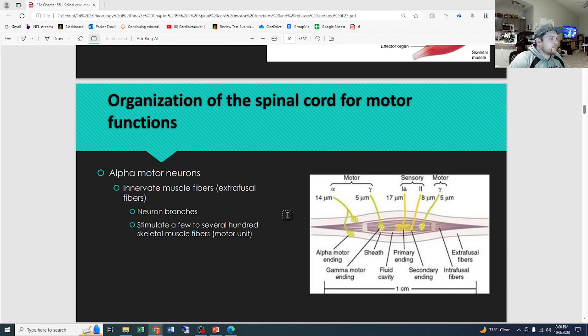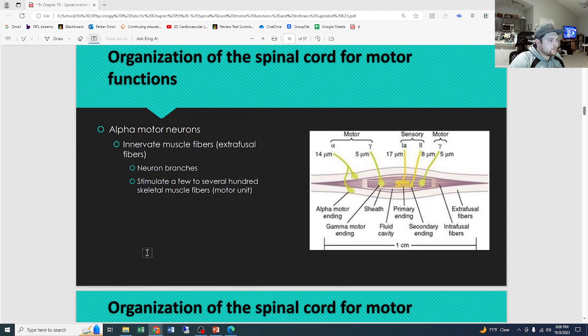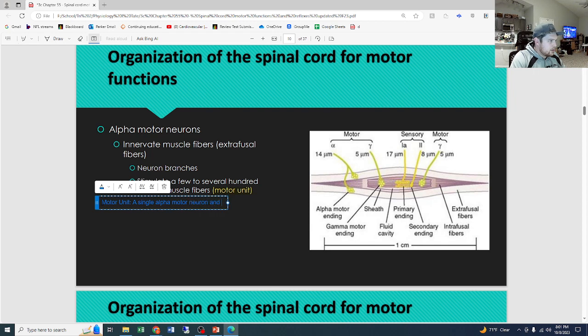Okay, our alpha motor neurons innervate the muscle fibers, our extrafusal fibers. We talk about neuron branches, and they stimulate a few to several hundred skeletal muscle fibers. Motor units. We've talked about motor units before. Remember the definition of a motor unit: a single alpha motor neuron and all the muscle fibers it innervates.